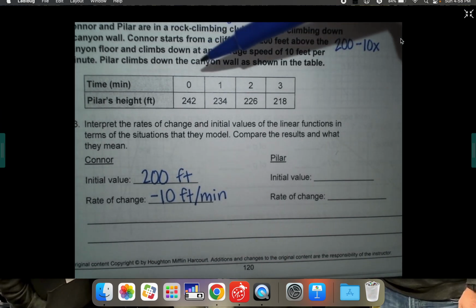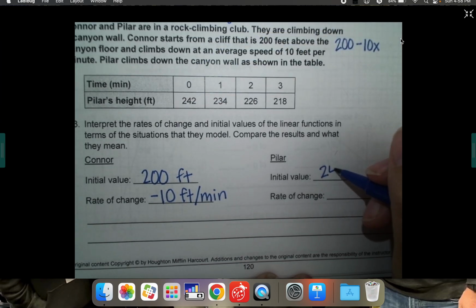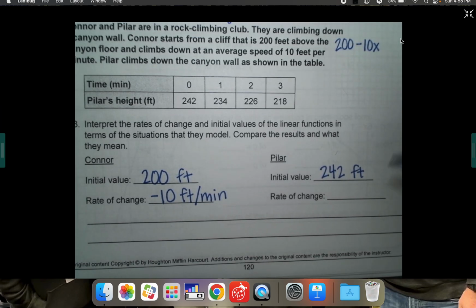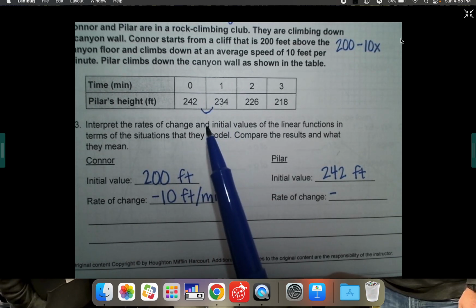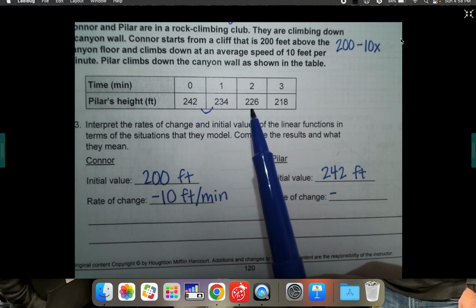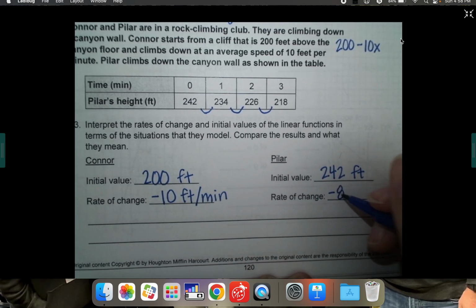Okay, and then Pillar's height, he originally at 0 minutes was way up at 242 feet. And he's climbing down. His rate of change is also negative because he's going down. And if you look at what you're subtracting, it looks like his rate is steady at, what is that, 8? Looks like 8 feet per minute. So he's negative 8 feet per minute.